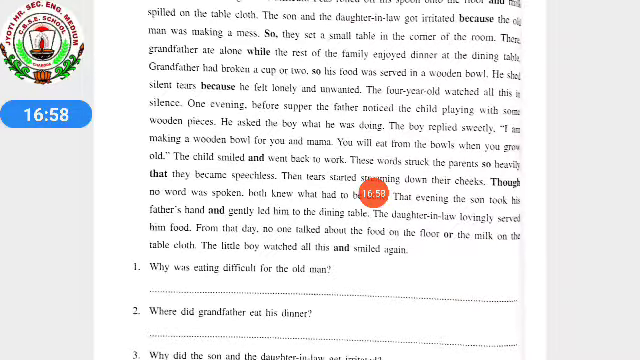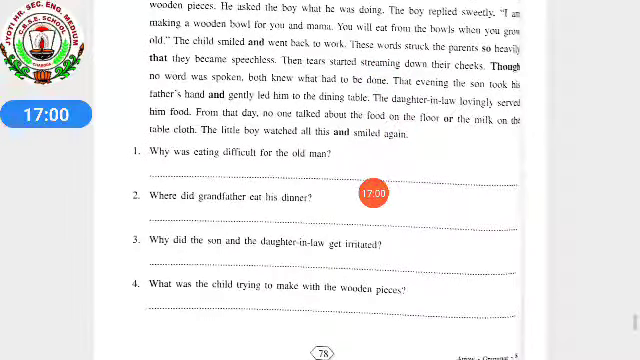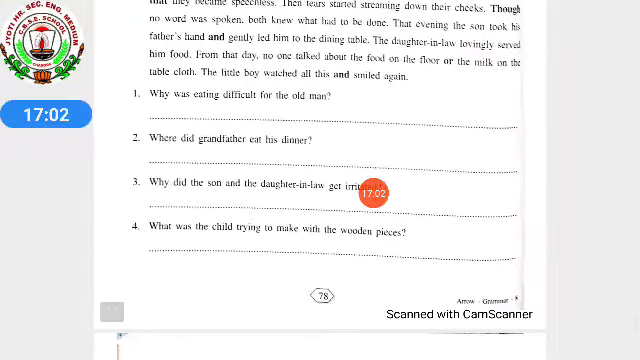So, I have read the passage for you. Now, you people will be answering for the passage. If you have any doubt, you can ask me through WhatsApp. I hope I'm clear to everyone.